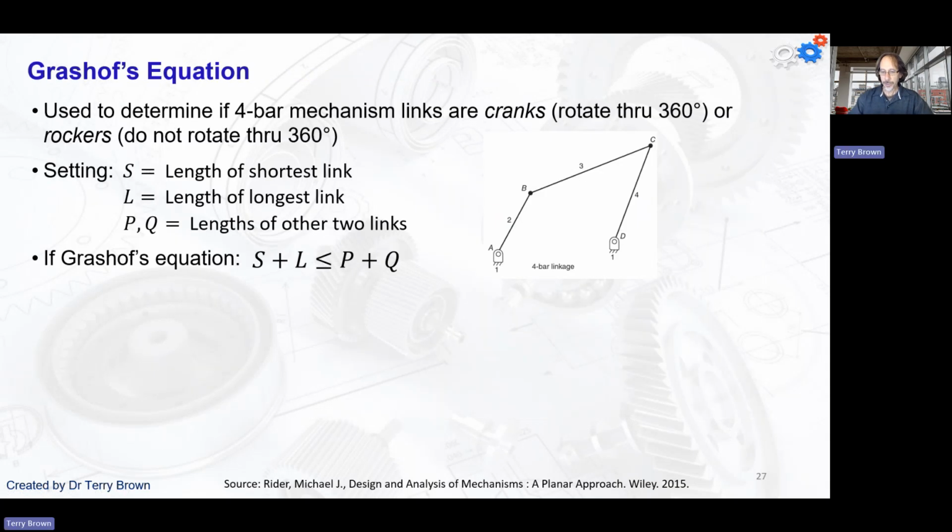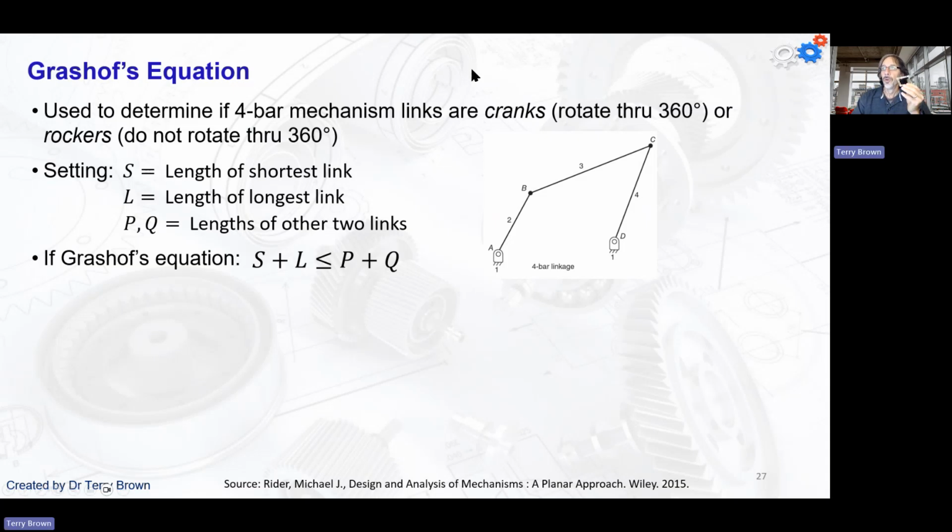Okay, so nearly finished. The last thing we want to look at is categorizing 4-bar mechanisms. Typically 4-bar mechanisms are the most common and most useful of the mechanisms that you'll make use of. The other one being a crank slider mechanism, which is actually a special case of the 4-bar linkage.